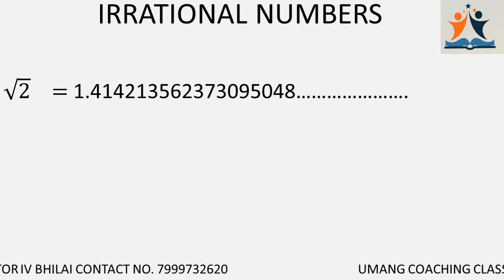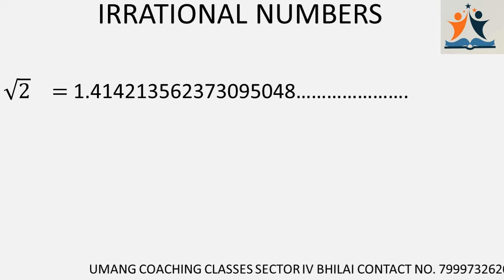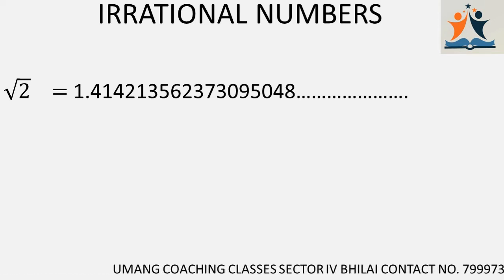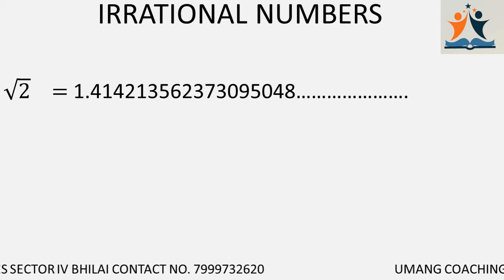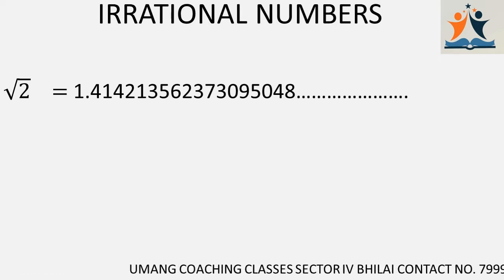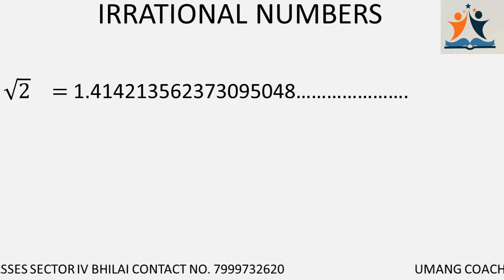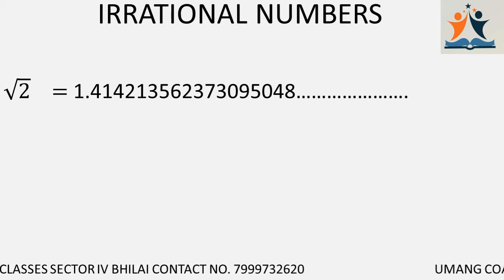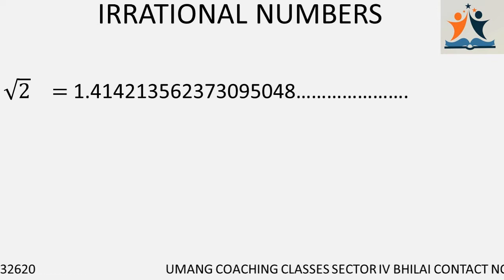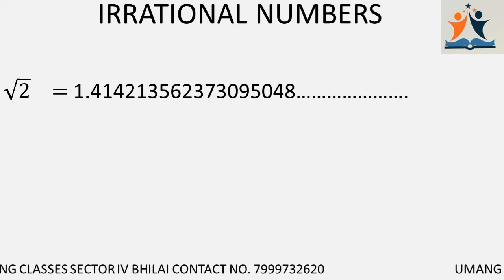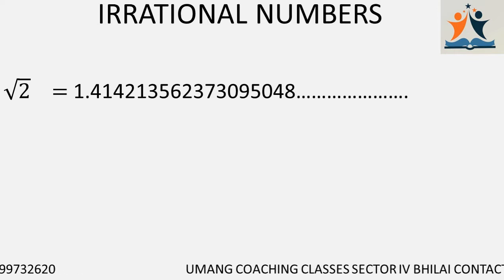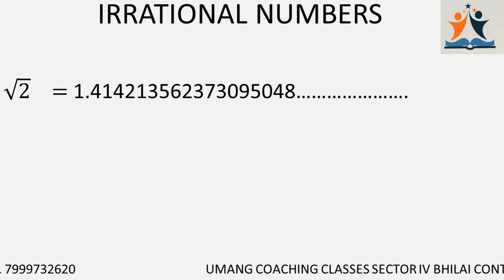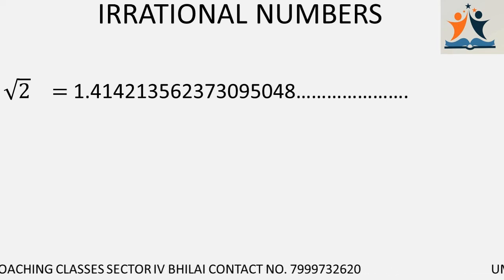1.4142135373095048 and so on. Do you notice that in terminating and repeating rational numbers, the number ended at a fixed value, but here the number is not finite, it moves on till infinity. And it does not follow a repeating rule either, the digits here are not repeating. Are the digits repeating? No, there is no repetition rule seen here in root 2.